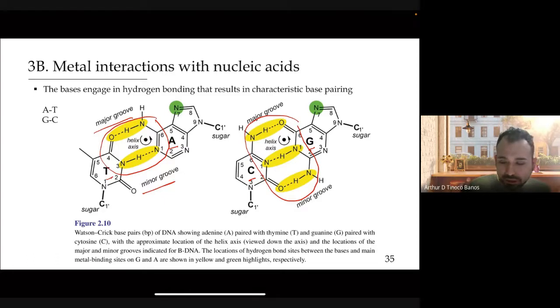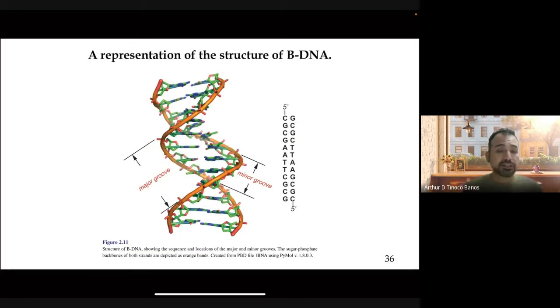Another thing highlighted here in green is where you can have a potential metal bind. But I'll show you in a moment how this goes beyond just binding to the nitrogen example here of the base. All right, so just to give us a representation of a type of DNA structure, the B DNA structure.